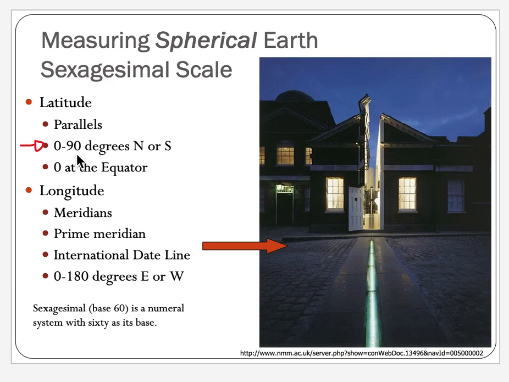And the same applies for longitude coordinates. So for longitude, it's also known as meridians. Our 0 degree longitude line is called the prime meridian, and our maximum degree is 180 degrees, and it's called the international date line. So your coordinates are either going to be in the eastern or western hemisphere.